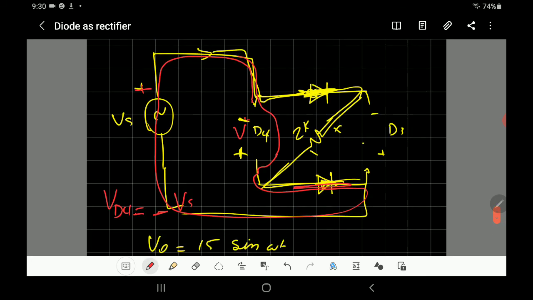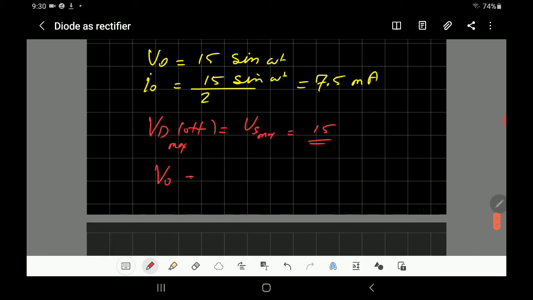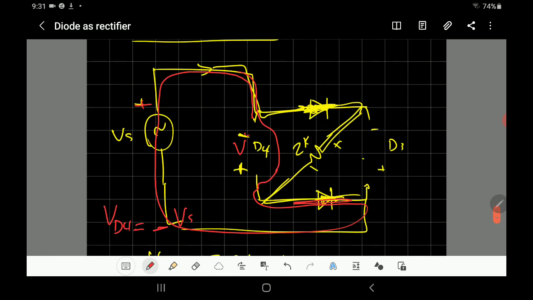Okay. We need to find the average value. The average value will be simple. The voltage will be 15, that's the maximum, times 2 over pi, or the number that we agreed about, 0.637, and you find the average voltage. The same thing for the current will be 7.5 milliampere times 0.637. That's when the diode is ideal.